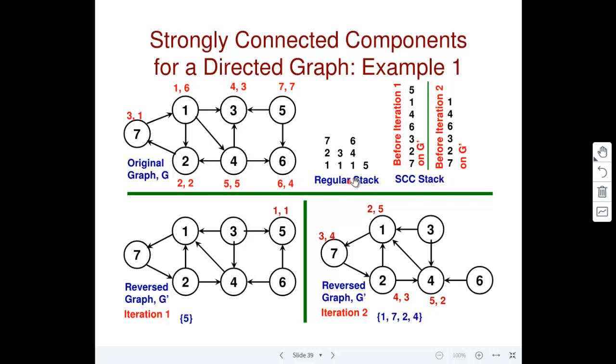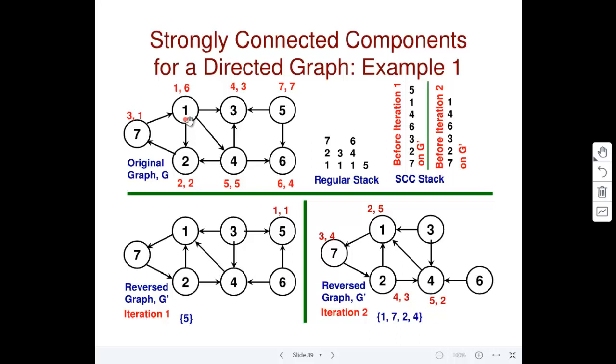So the regular stack will be used in the first step, and the SCC stack will be filled up in the first step and be used in the second step. So let us go through this example to find out how to use them. First, start depth first search on the given directed graph. You can start from any vertex. We start with the lower ID vertex.